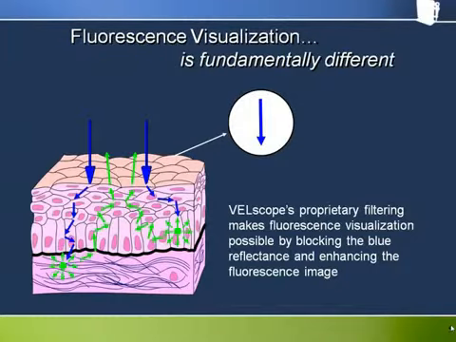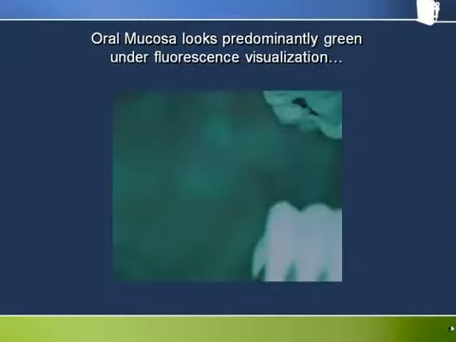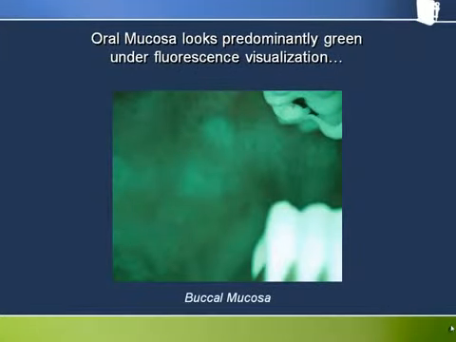The Velscope handpiece allows us to see the natural fluorescence by blocking the much brighter blue light reflected back from the tissue. Also, proprietary filtering of the fluorescence light is performed to optimize the contrast between normal and abnormal tissue. Because the fluorophores in the epithelium and stroma fluoresce mainly in the green when illuminated with blue light, oral mucosa looks predominantly green in appearance when viewed through the Velscope handpiece.